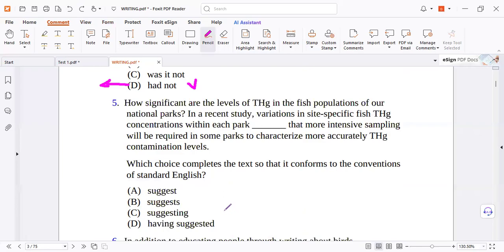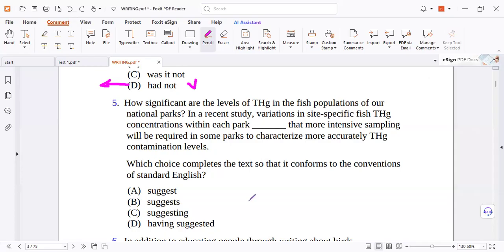Come on. Number 5. Is it letter A? I think it's letter A, but why?